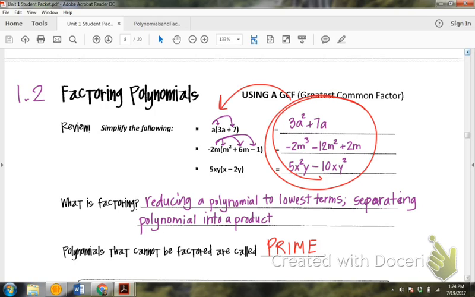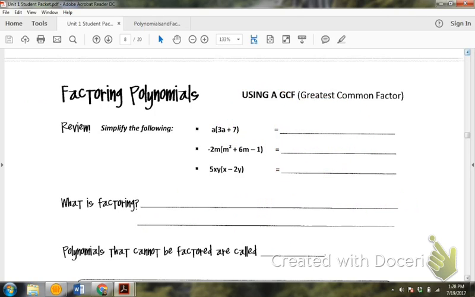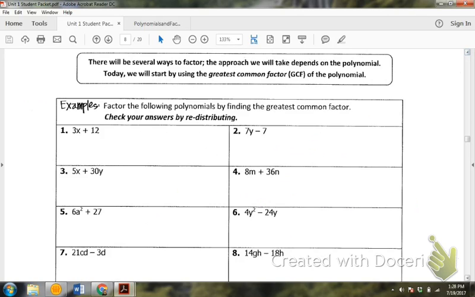Okay, so let's do some examples here. Again, I'm asking you not to work ahead as I'm teaching because I want to make sure that you are with me on this, okay? It says there will be several ways to factor. So sometimes students say, well, just tell me how to do all of them and I'll do them all the same way. Well, that doesn't work with factoring. It depends on what you've been given, okay? So there's no one rule for all of them. And then it says, today we are going to start by using the greatest common factor, which you guys should be familiar with, the GCF, the greatest common factor, all right?